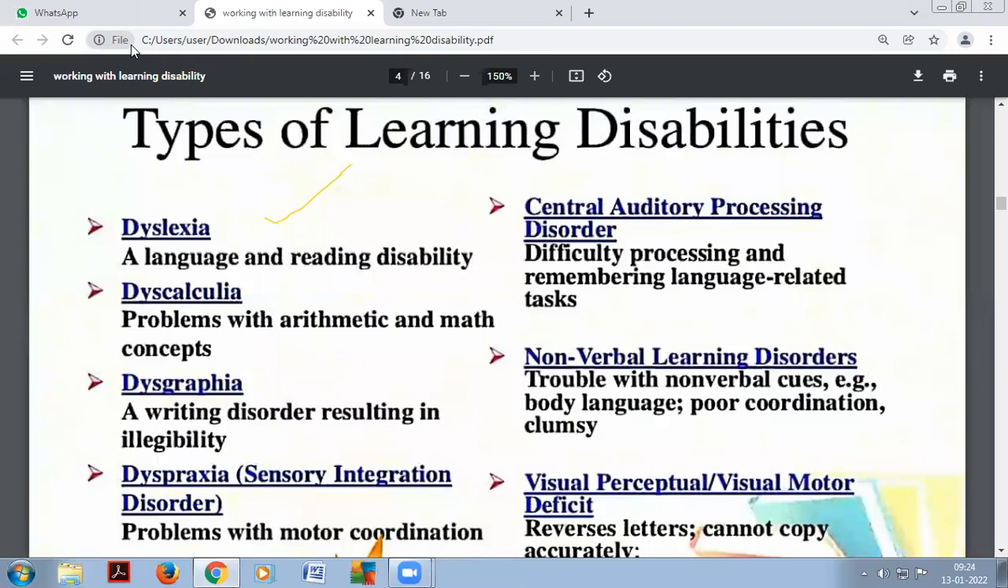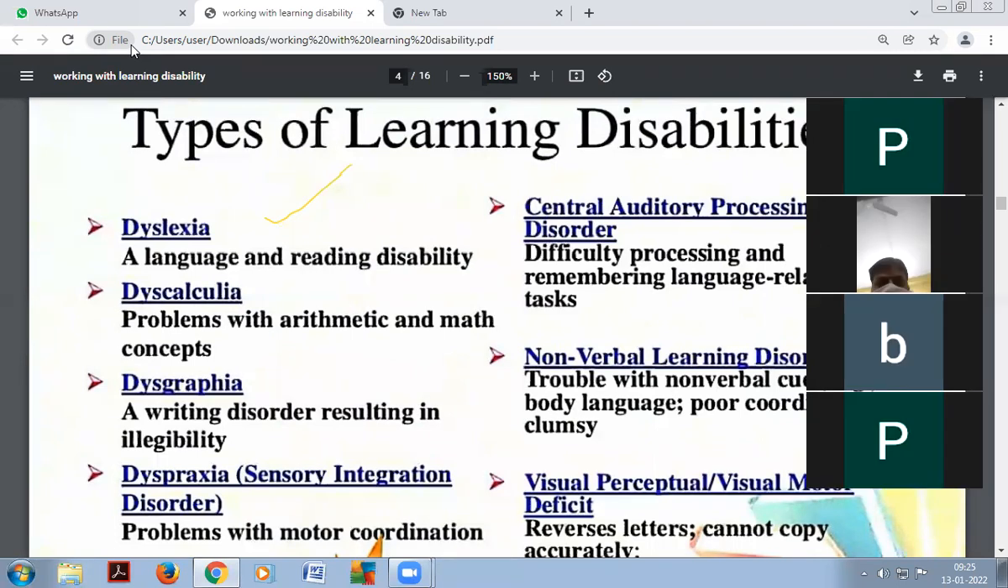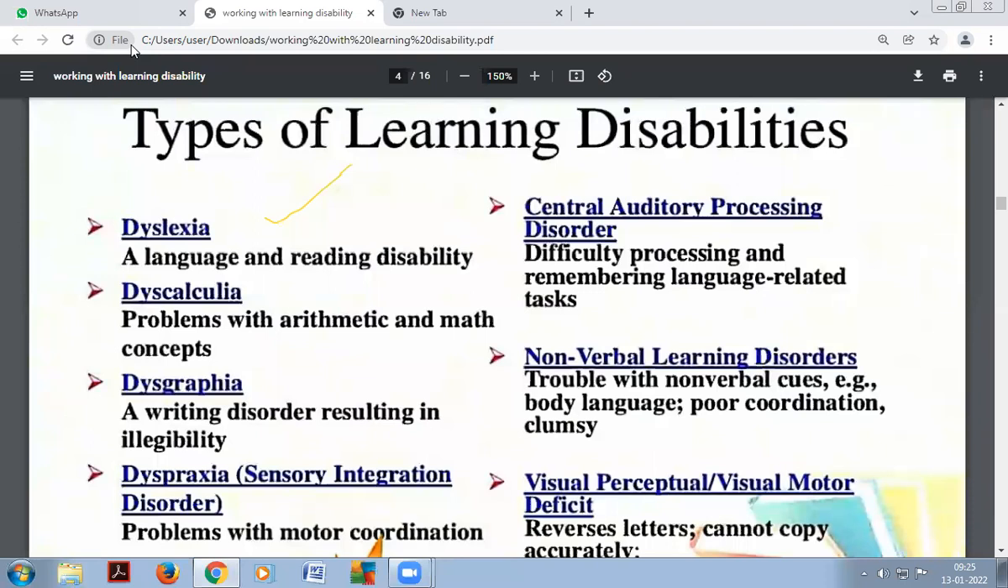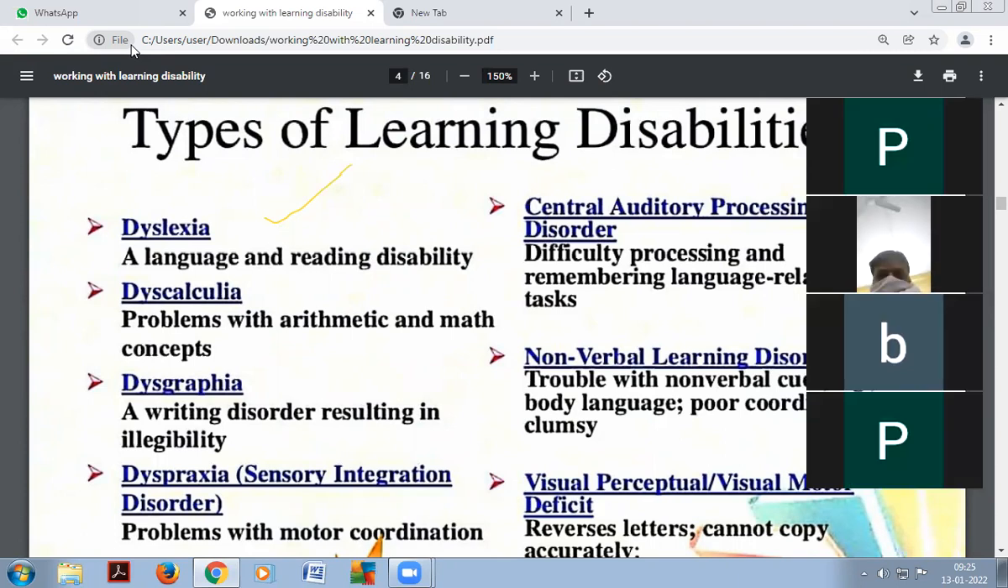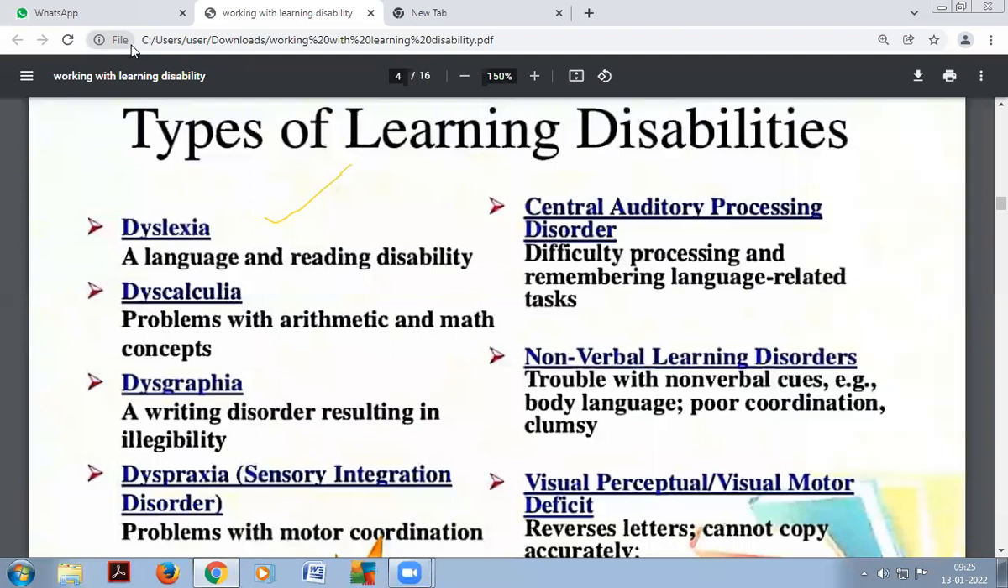Dyscalculia is a problem with arithmetic and math concepts. You might have found, as math teachers, that many of the students in class are not interested in learning mathematics and are not taking interest. Why? They are not being connected with the class. If they are not connected with whatever is going on in the class regarding math, it means they are having dyscalculia. And dyscalculia is totally related to calculation, which we have in the mathematics class.